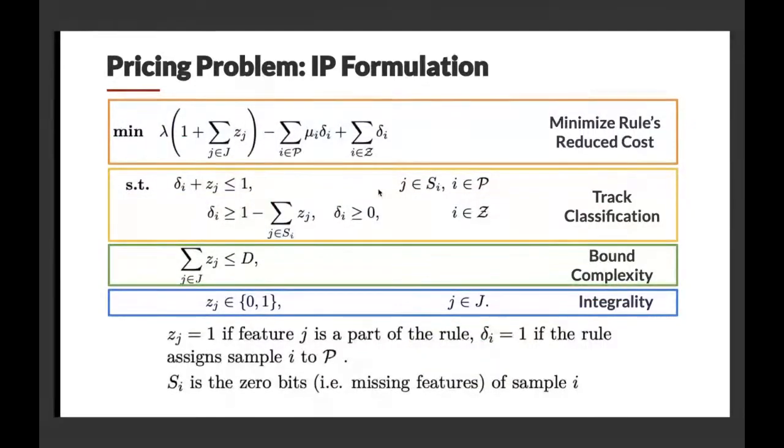Now the pricing problem is also an integer program that can be a little tricky to solve. In this case, our decision variables are going to be these Z_j's, which represent which features are included in the rule. Our objective is just going to be to minimize the rule's reduced cost. And we have some constraints that are going to help track whether or not we classify a point as being positive. And this lambda and these mu's are just dual values that we're going to get from solving the LP relaxation.